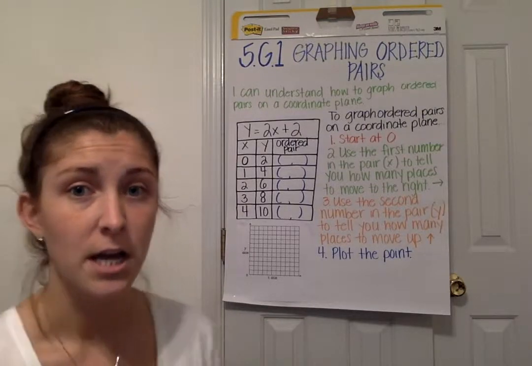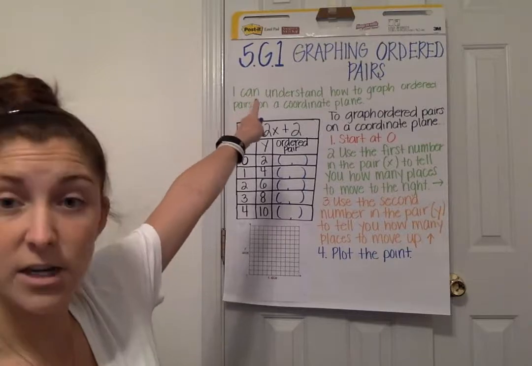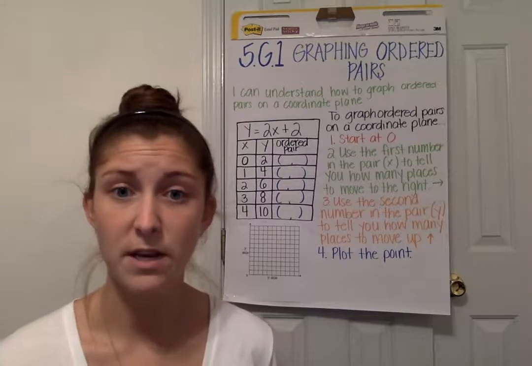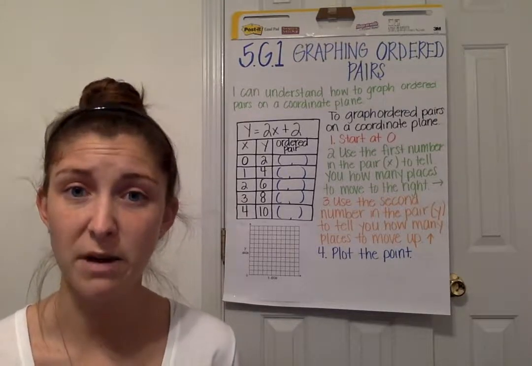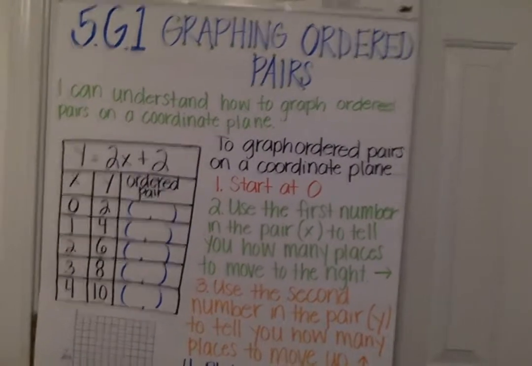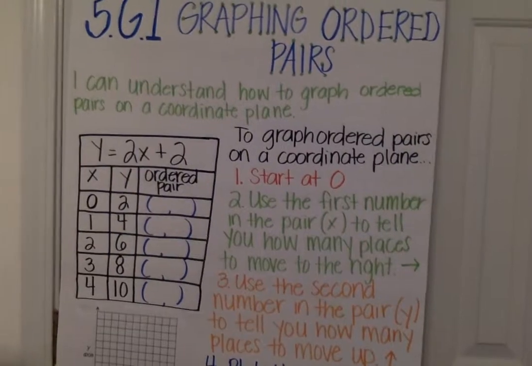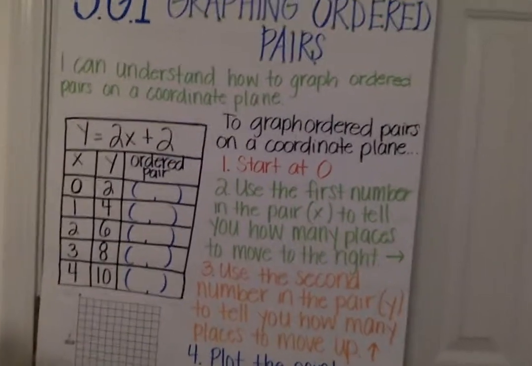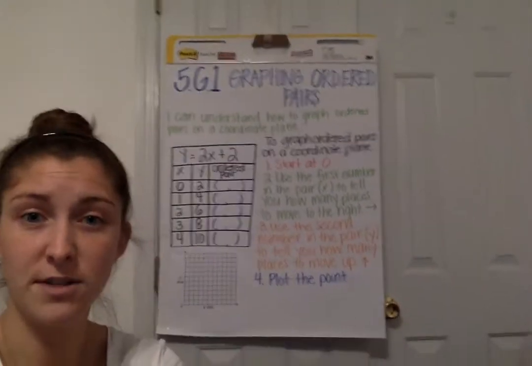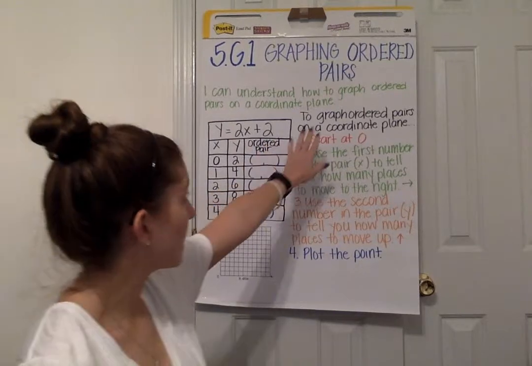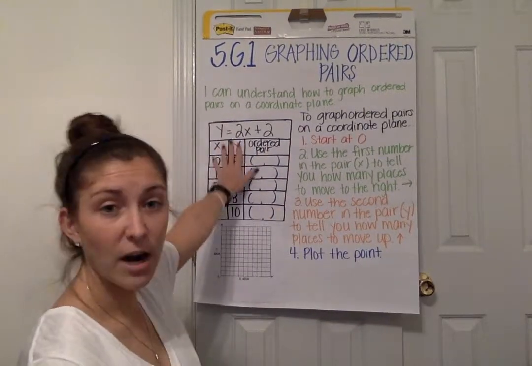So at the top of your sheet it says 5.G.1 graphing ordered pairs. I know some of you on your problem of the day books have already gone over this, so this should be rather easy. I'm going to bring the computer up a little closer so you can see the I can statement. It says, I can understand how to graph ordered pairs on a coordinate plane. And this is just one of the two standards that we're going to be talking about this week. I have our directions right here, and I also have our table right here.